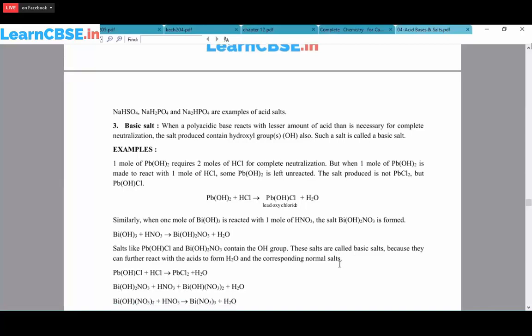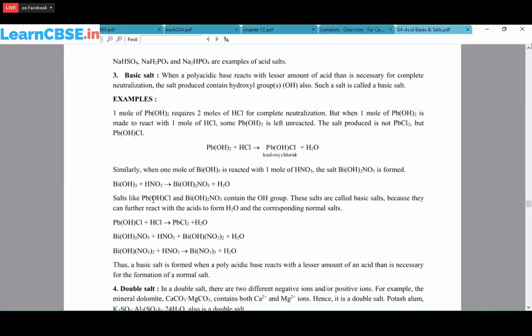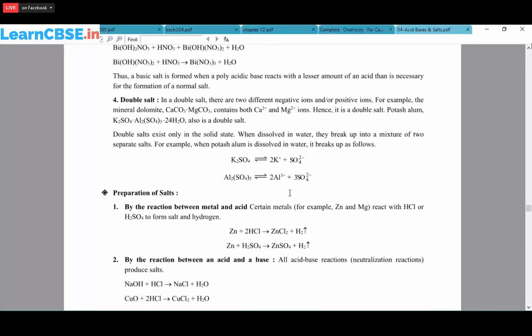Some examples: Bi(OH)3, which we call a triacidic base because it undergoes three reactions to replace all the OH, and Pb(OH)2, Ca(OH)2. These are the common examples for the basic salt.